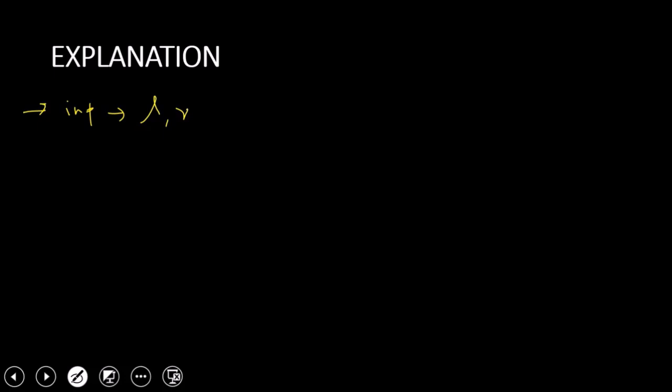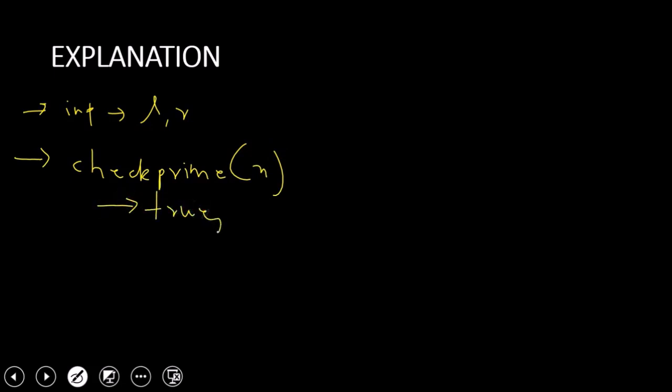Okay, now next what we are going to do is write a function called check prime. What this will take is an integer n and it will return either true or false. If the number is prime, it will return true. If the number is not prime, it will return false. Now next, what I'm going to do is take a looping approach. I'm going to do a loop from L to R.